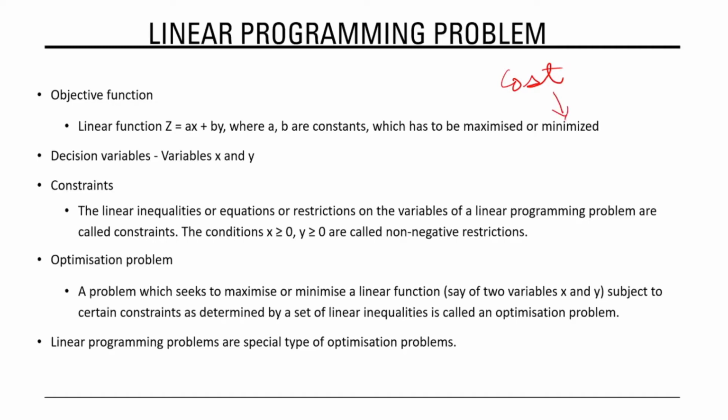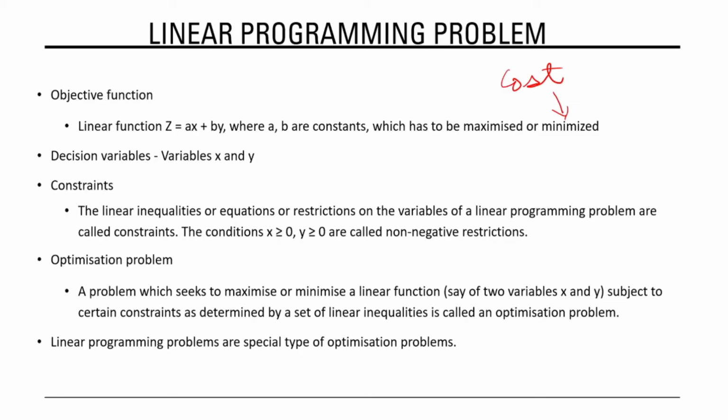The next one is decision variables. The variables x and y which we just saw, those variables are called decision variables. The next one is constraints. Constraints are nothing but the conditions or the linear inequalities or equations or restrictions on the variables of a linear programming problem. These are called the constraints. The conditions x greater than or equal to 0, y greater than or equal to 0 are called non-negative constraints.